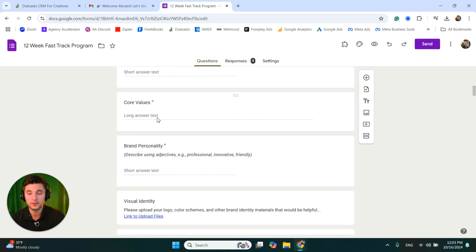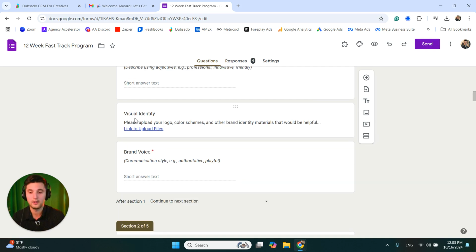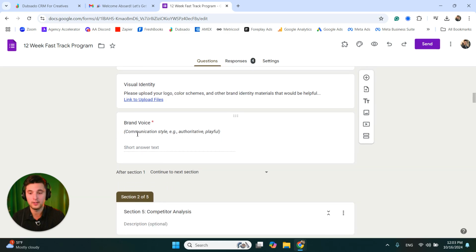Your core values. So what are your core values as a brand? Do you value innovation? Do you value transparency? Like, what are your core values? You're going to put that in there. Your brand personality. Are you a fun business? Are you a serious business? Are you a mix of both? So you want to put in your personality here. You're going to upload your visual identity here, logos, banners, anything we could use in our videos.